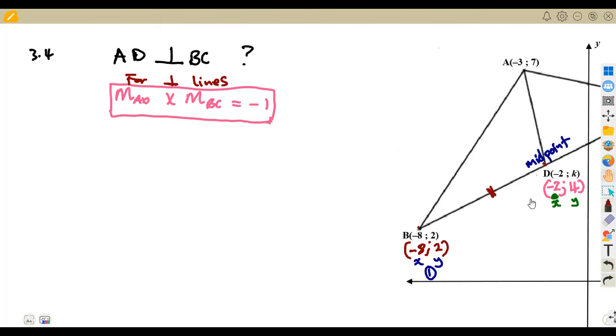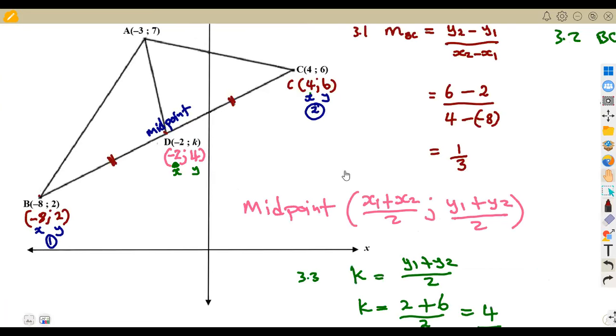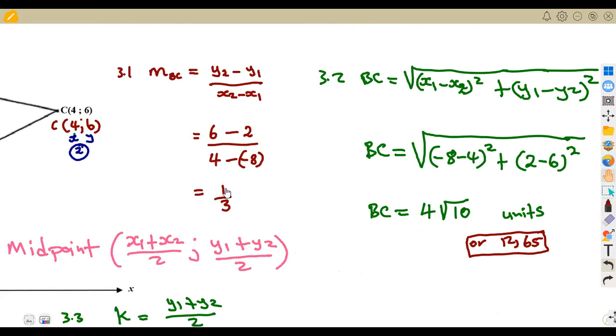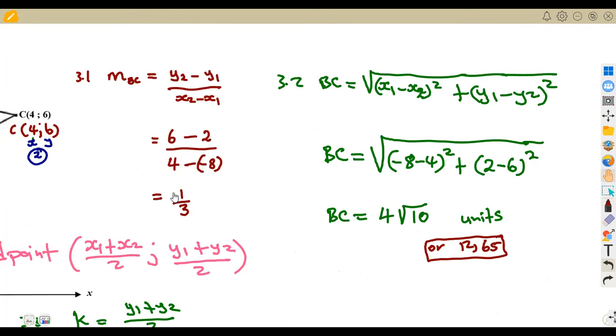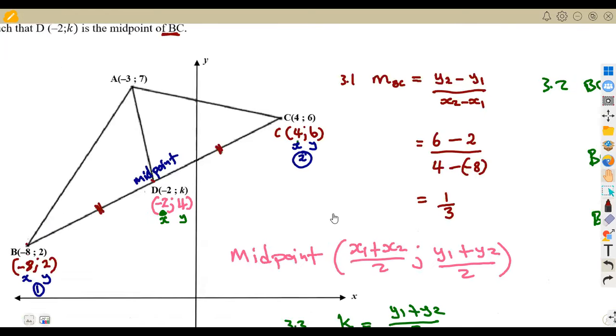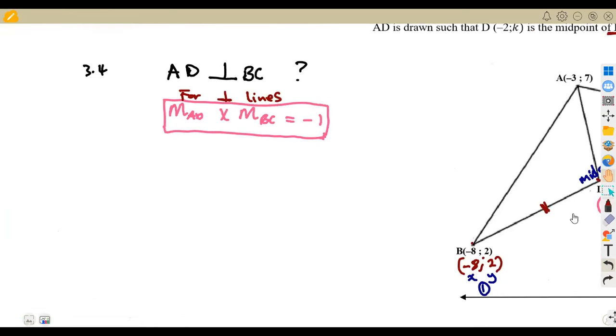We have the gradient of BC. We calculated this before, remember that was our first question. The gradient of BC was 1/3. So we're going to take that. But we do not have the gradient of AD.